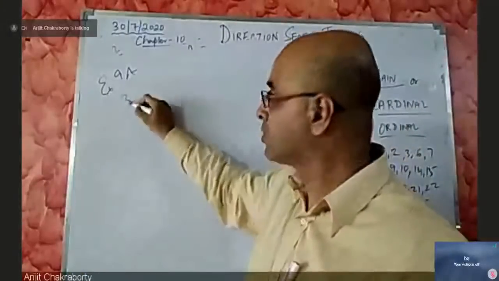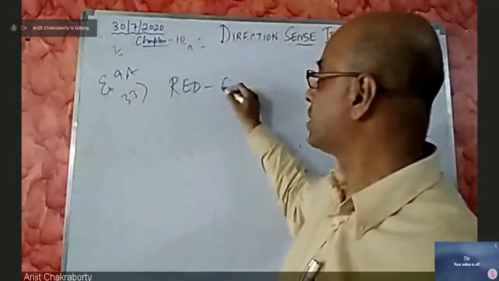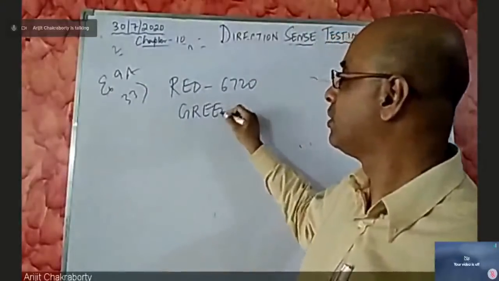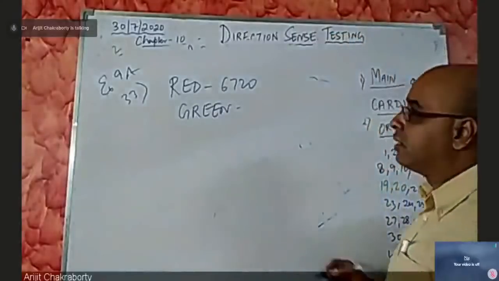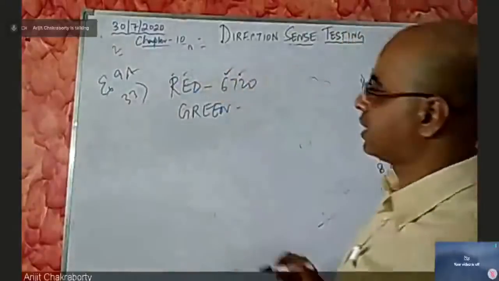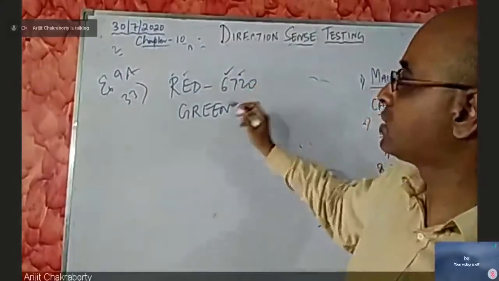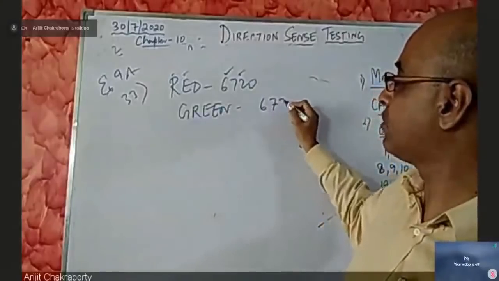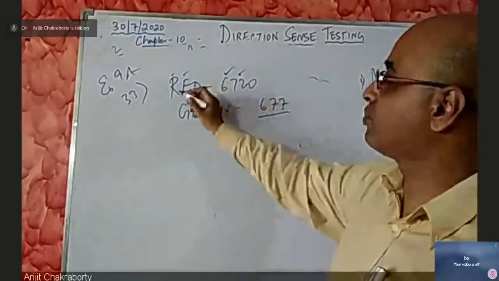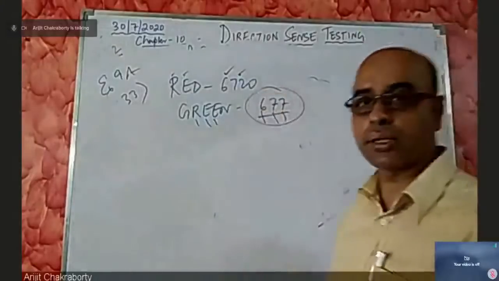Number 33. If red is coded as 6720, then green will be what? Here you can see that from this position, R we will take as 6 and E we are taking as 7 as a hypothesis. If that be so, then easily you can understand that 677 will come, because we have green means REE. So REE, 677. This is a shortcut.